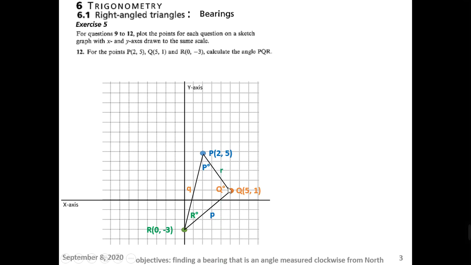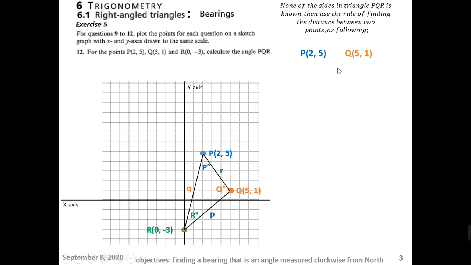Now, none of the angles and none of the sides are known. So we need to use an old information that we know, which is finding the distance between 2 points. Let me remind you about this skill. None of the sides in triangle PQR is known. Then use the rule of finding the distance between 2 points as following.